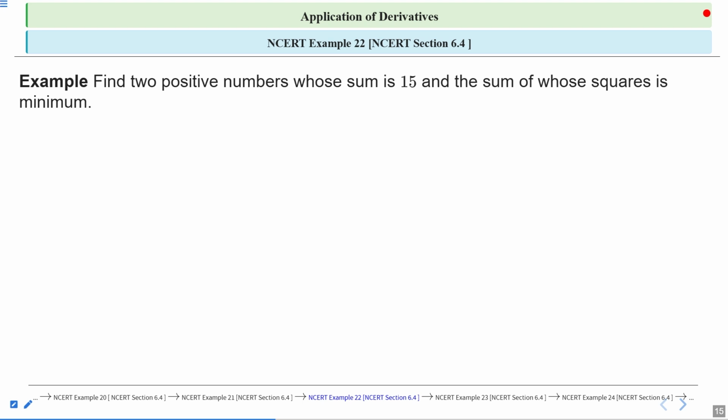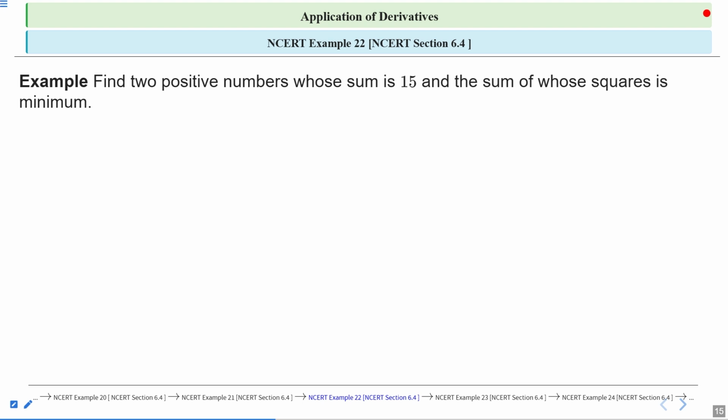So how can you find it? You will differentiate throughout, and you will try with the second derivative test. In this way, you can easily find the minimum of the sum of squares of two numbers having sum equal to 15. So in this way, you can try to attempt this question.